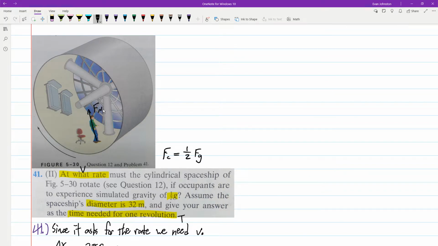And we want to end up getting that this centripetal force that's caused by the normal force is 1/2 of G. So I've already gone ahead and said, well, we need this center-seeking force that he experiences to be half of gravity. And so how can I go ahead and figure that out now?